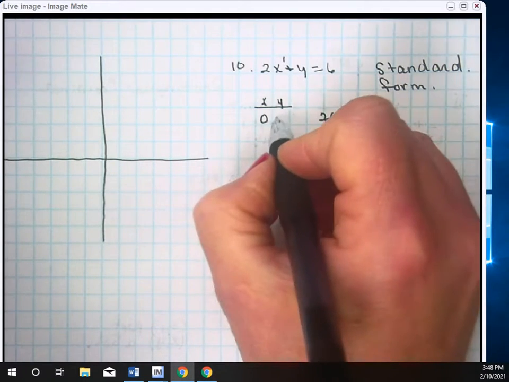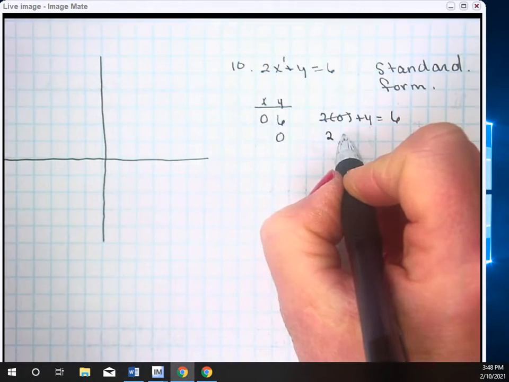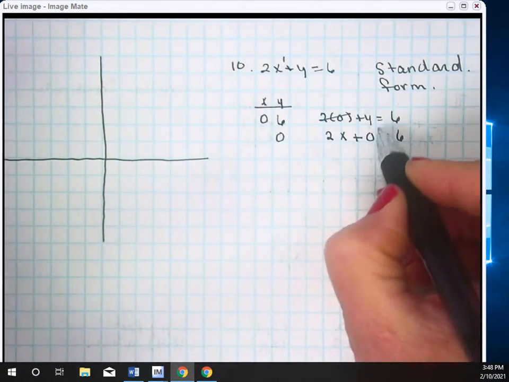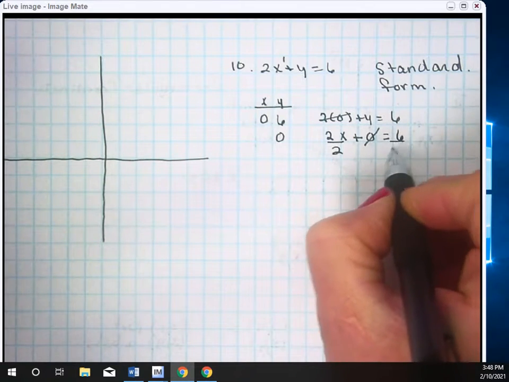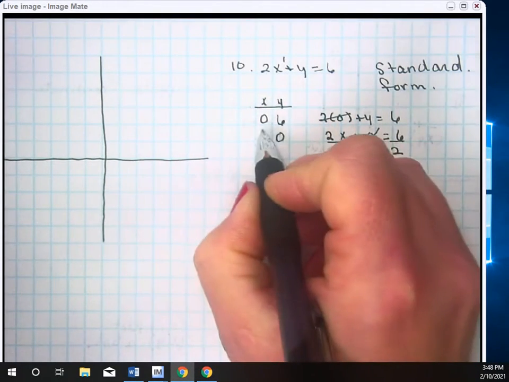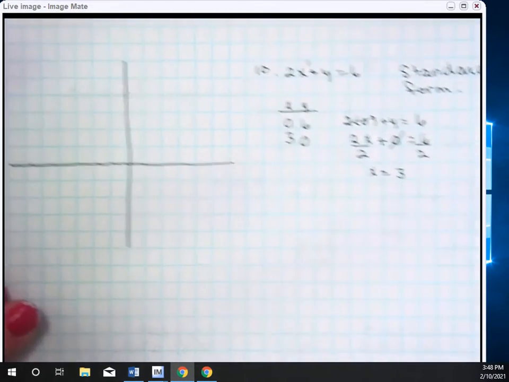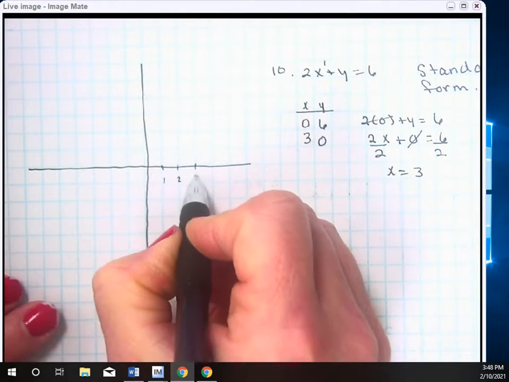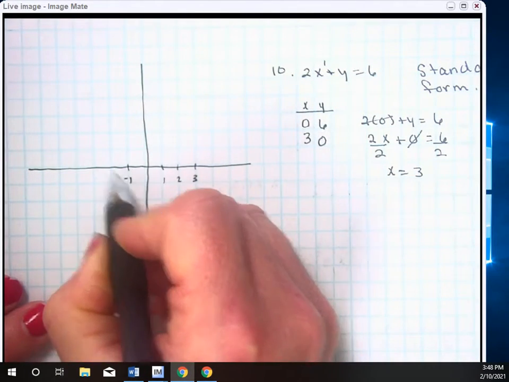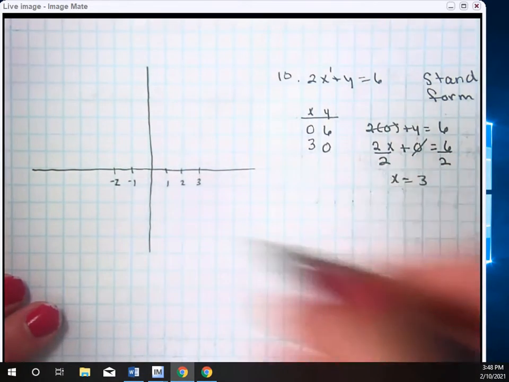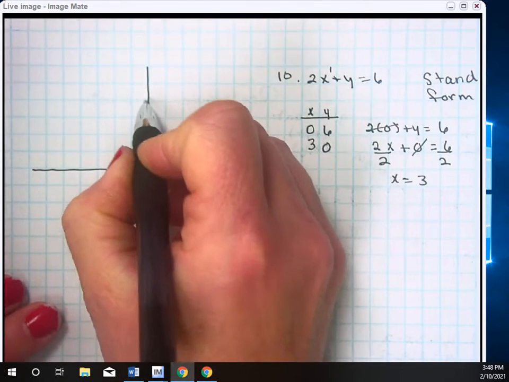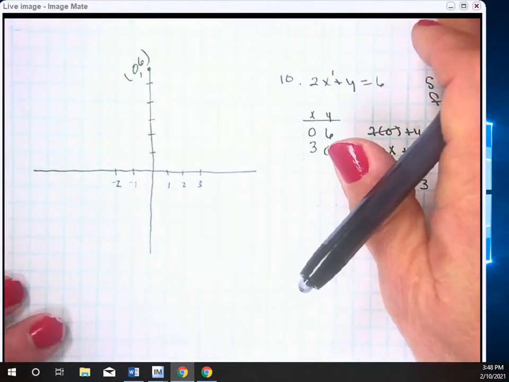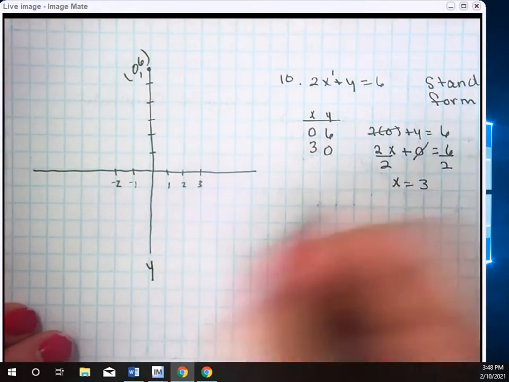So y equals 6. 2 times x plus 0 equals 6. I'm going to divide by the 2. X equals 3. So I have 2 points, (0, 6). And remember, to graph, we do not go right or left if the first number is 0. It just says sit there and go up 6. 1, 2, 3, 4, 5, 6. The ordered pair (0, 6) is graphed on the y-axis.